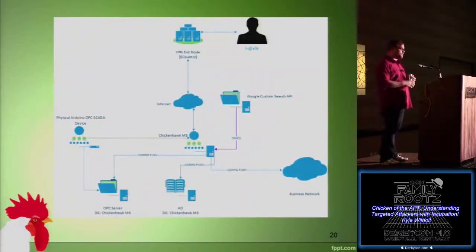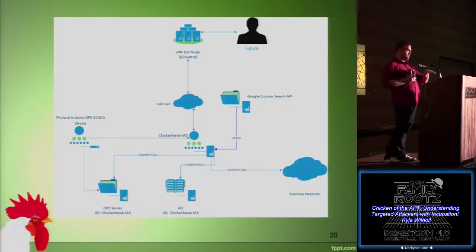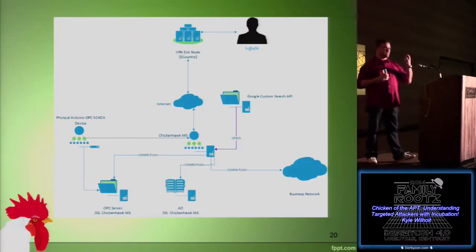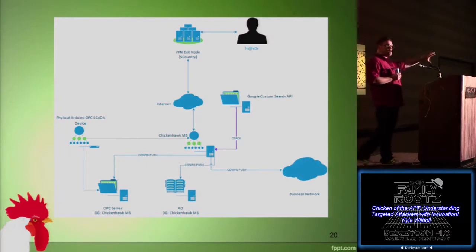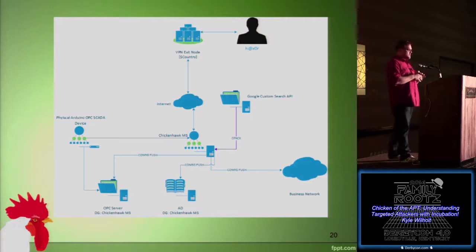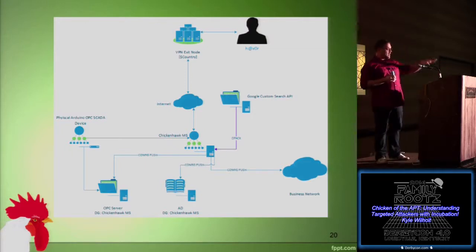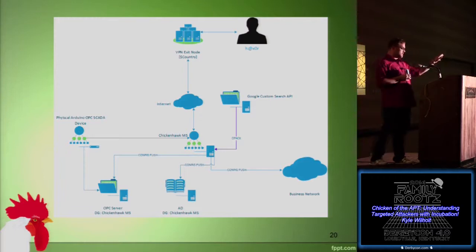From a logical perspective, this is what the architecture looked like. Everything from the top end is fine. From the Chickenhawk management server in the middle, you have a device sitting off to your left, which is the Arduino OPC SCADA server. That's a physical device that I'm not including inside of the Chickenhawk instance. Then I have an OPC server sitting behind that. And then I have an Active Directory with fake names for that organization also sitting in there. And then I have a business network. That business network is fake, but I wanted to see if these attackers would laterally move into that separate network, or if they could.